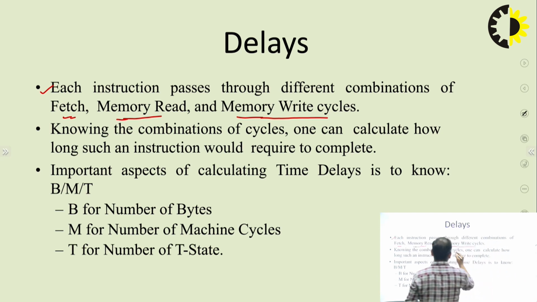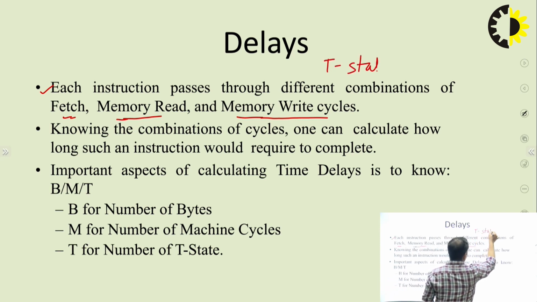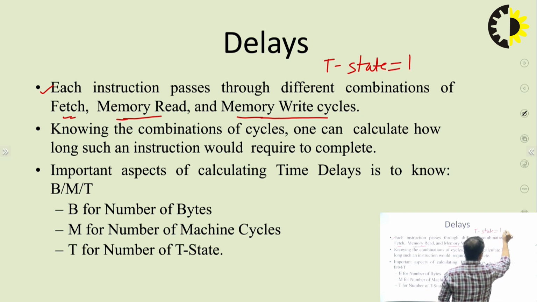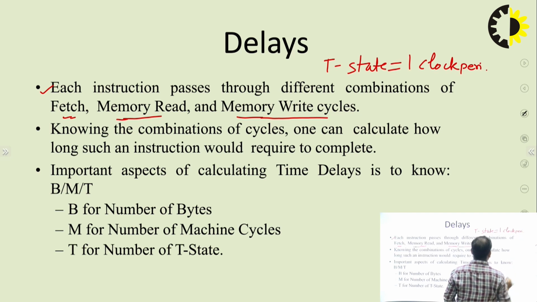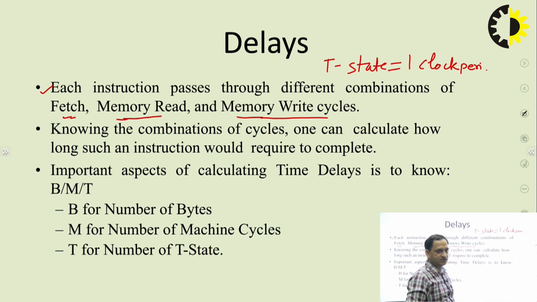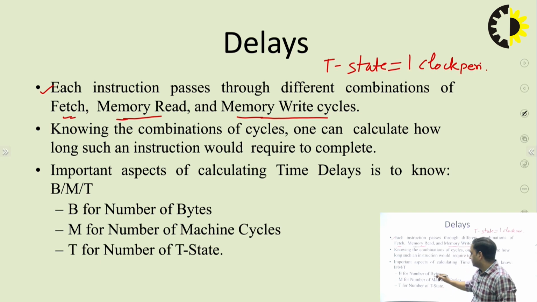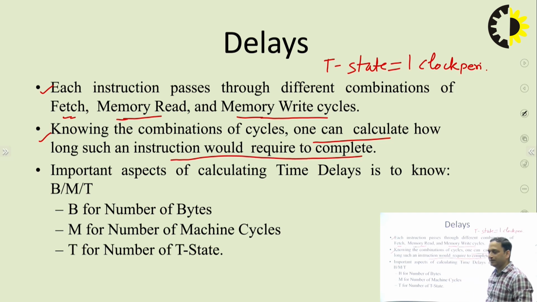And what is a T state? A T state is equivalent to 1 clock period. So 1 clock period is equal to 1 T state. Then, knowing the combinations of cycles, as we said, fetch, memory read, memory write, one can calculate how long an instruction would require for the complete execution process, that is, how many T states are there.